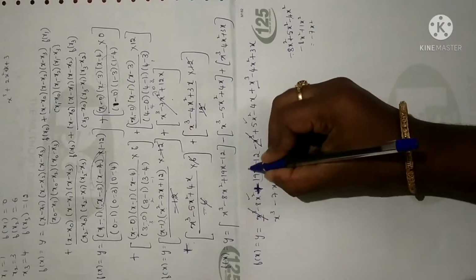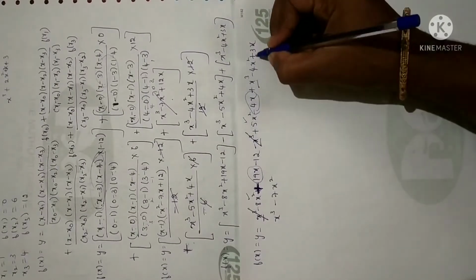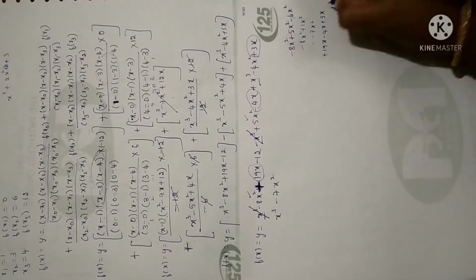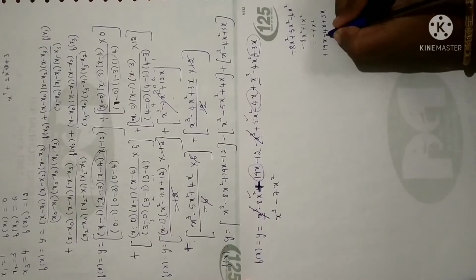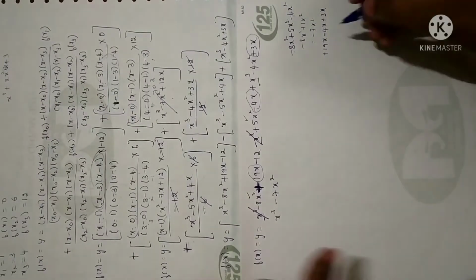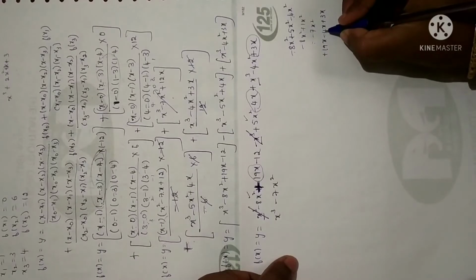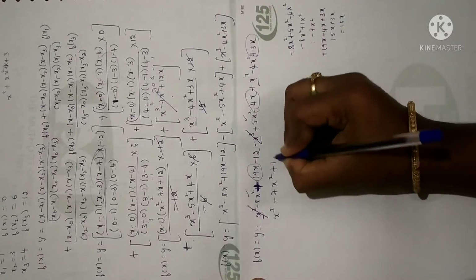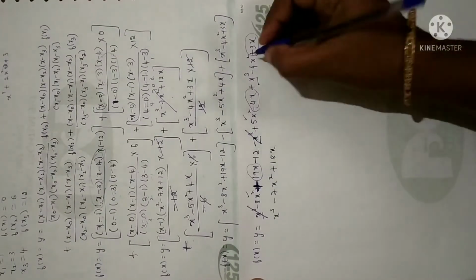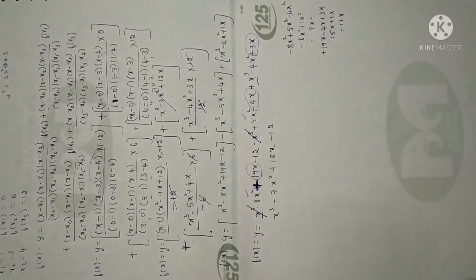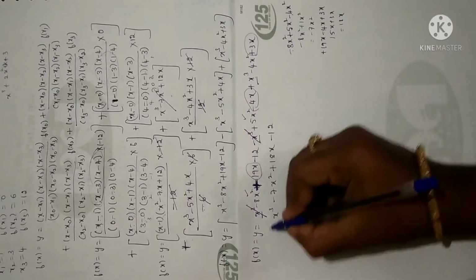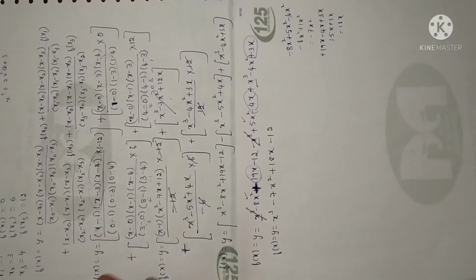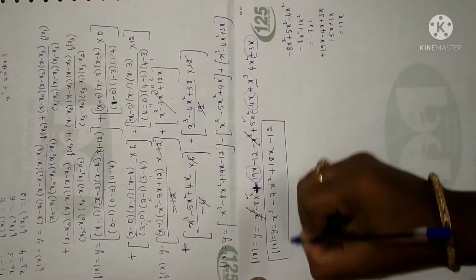Next let me simplify x terms: plus 19x minus 4x plus 3x. 19 minus 4 is 15, 15x plus 3x is 18x. So we will get plus 18x. Now what is the remaining constant? You have minus 12. So whatever the terms are there, I have just simplified as it is. So this is the required polynomial, which is of degree 3.